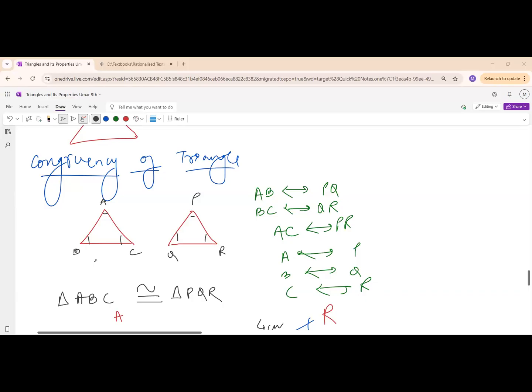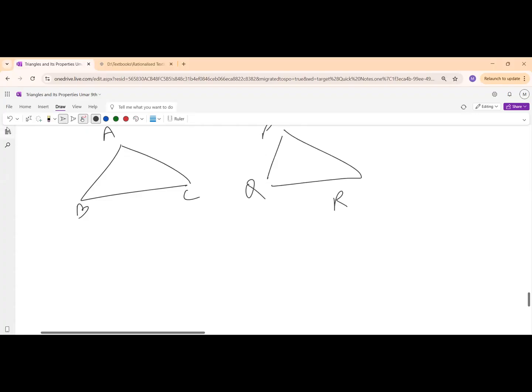Okay, Umar. See. So now, if I say that triangle ABC and I have two triangles, PQR. If I say that they are congruent, triangle ABC is congruent to triangle PQR. So, in this case, AB would be equal to PQ. AB would be equal to PQ.